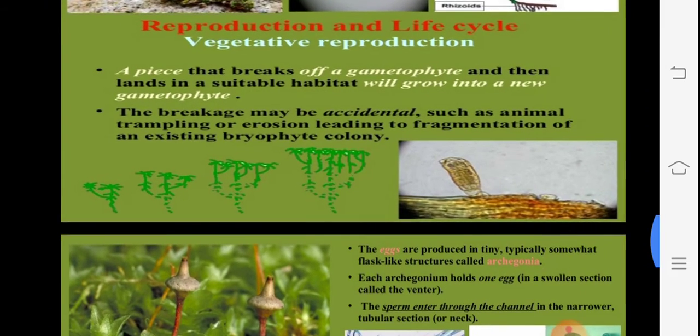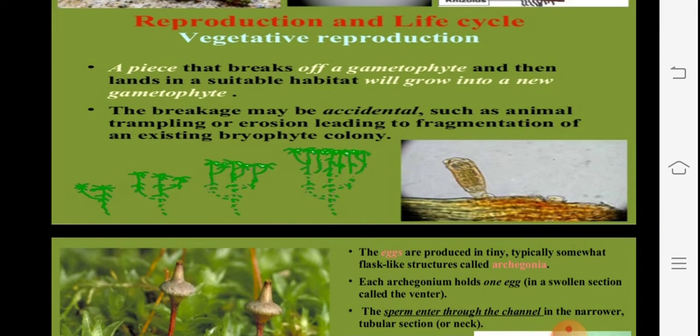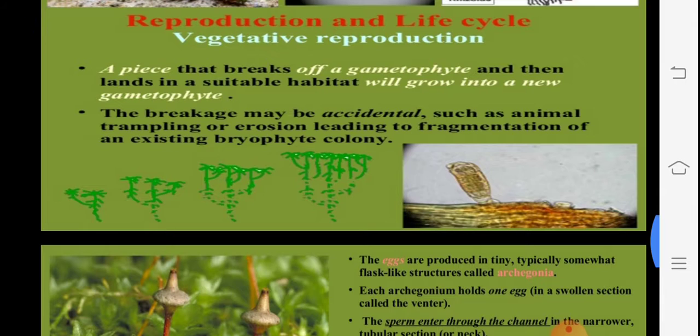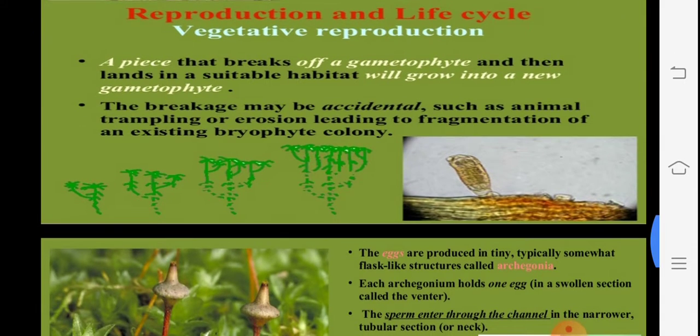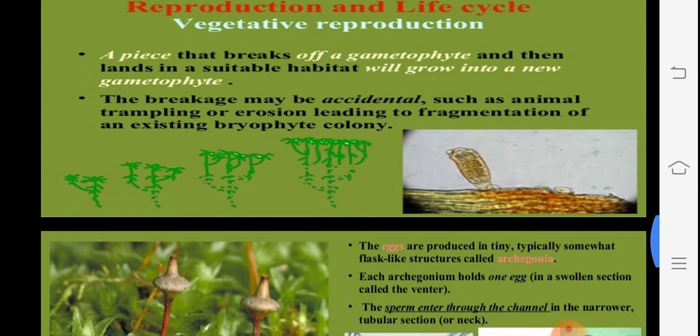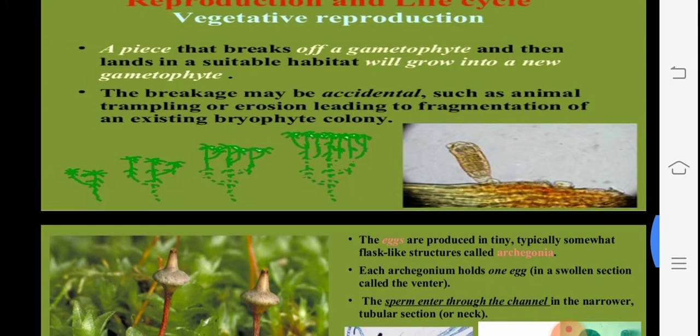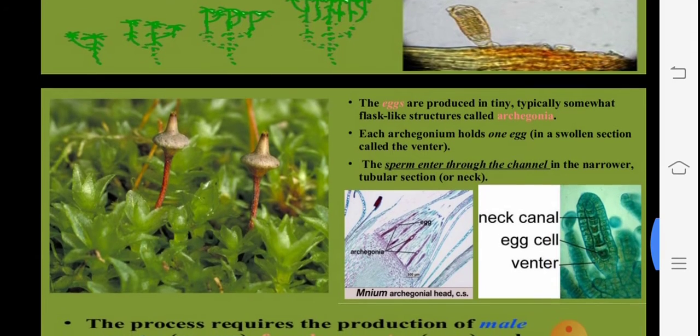Here I have selected this slide. As you are observing, a piece of a certain gametophyte grows into a new gametophyte under certain accidental conditions, due to trampling by animals or other natural calamities, but still they show development.